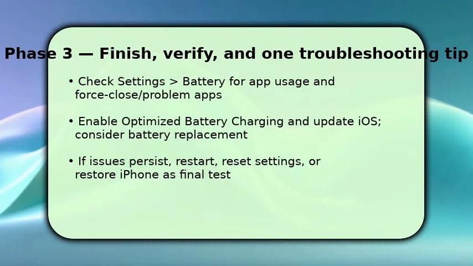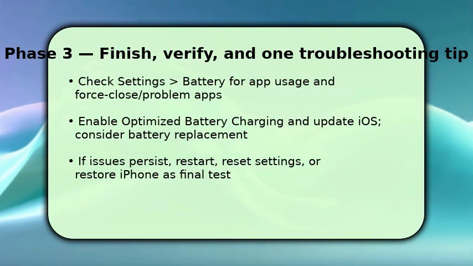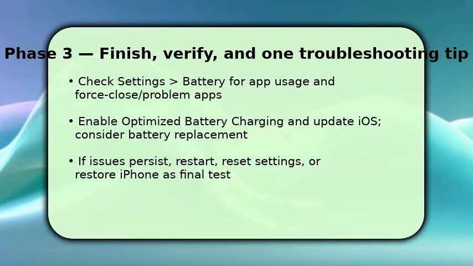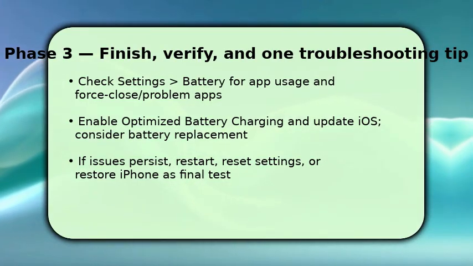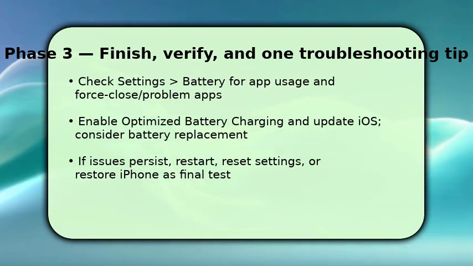To finish, inspect settings battery and identify any app using excessive energy. Force close or offload that app and observe. Make sure optimized battery charging is on and your iOS is up to date. Software fixes often improve efficiency.